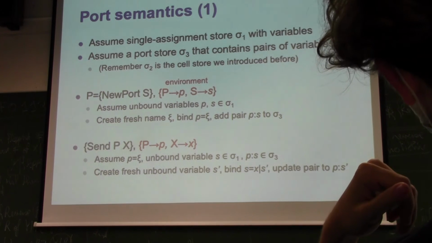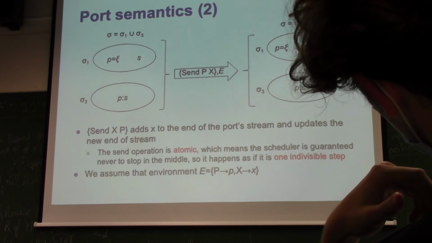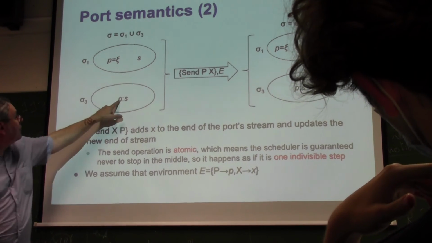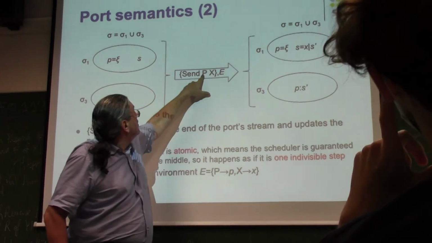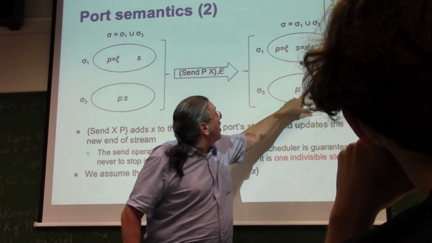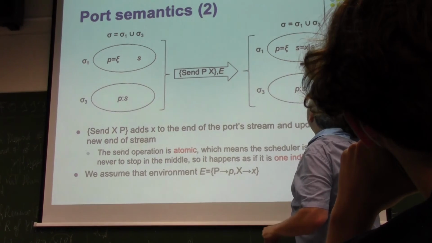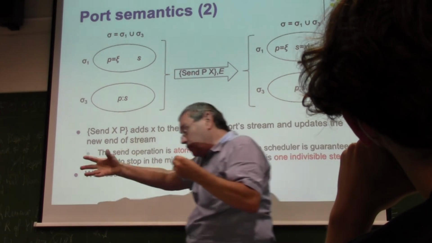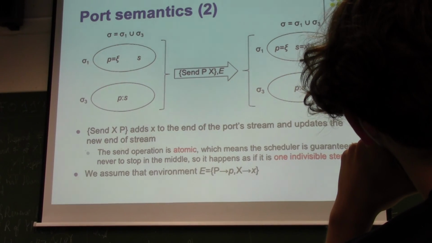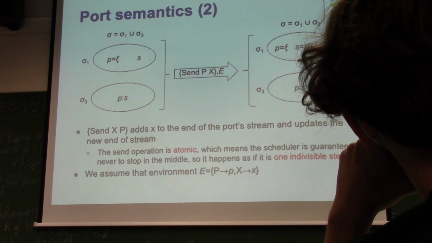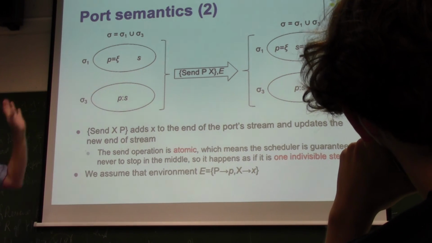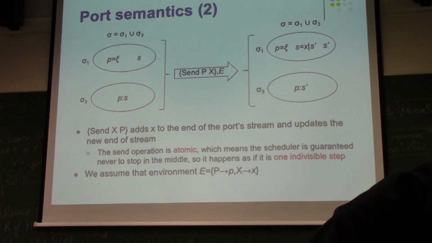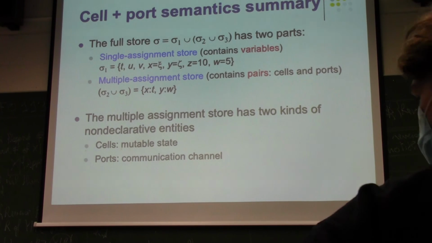So if you make a picture of this, it looks like this. Here is the port, S is the end of the stream. I do a send, and I get S prime, and S is bound to X bar S prime. So I've extended the stream, and the port also always points to the end. And again, the send operation is atomic, etc. So this is the port. So those are the two things, cells and ports.